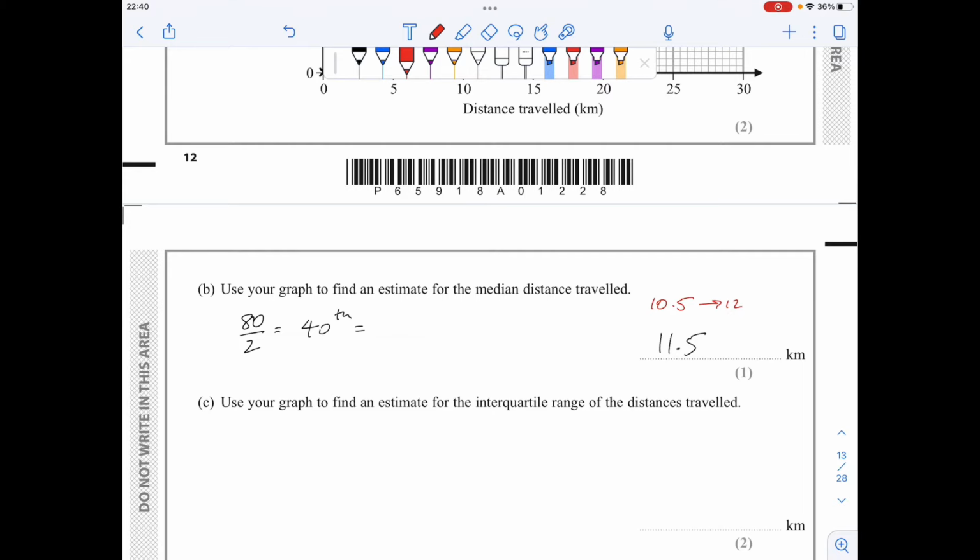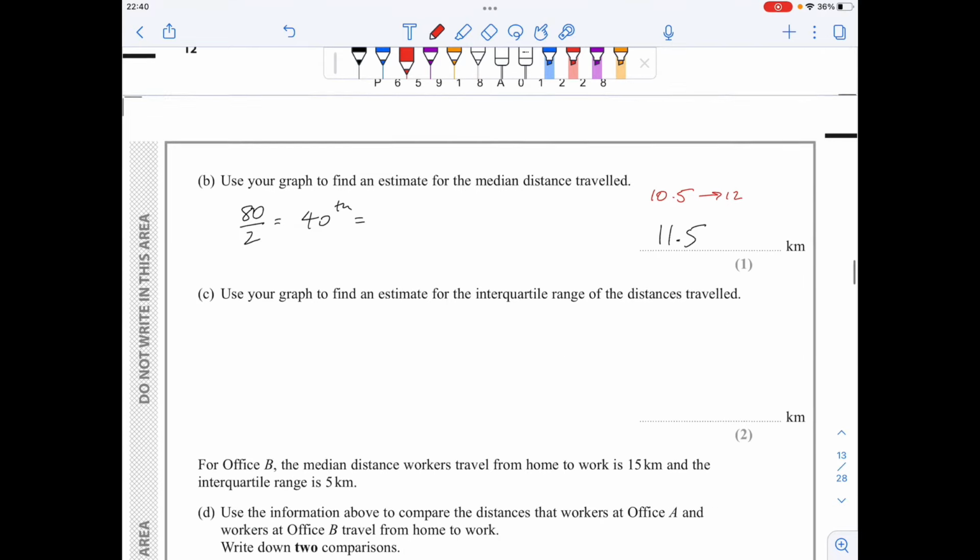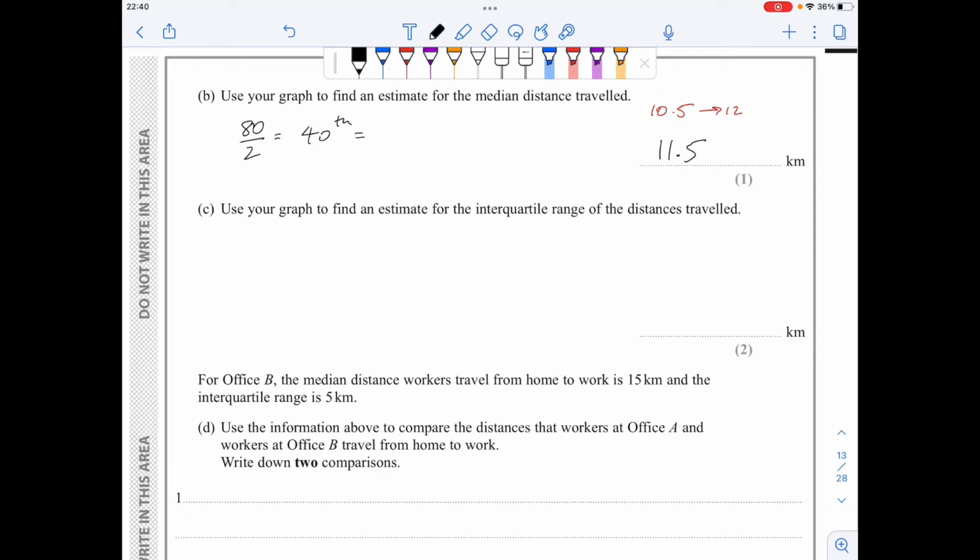Now, to find the interquartile range in part C, I'll need to find Q1 first. That's a quarter of 80, which equals 20. So I need the 20th observation. I'm going to find this from the graph. And I'll also need Q3. That's 3/4 of 80, which is 60. So I need the 60th observation as well. And then for the interquartile range, I'll subtract one from the other.